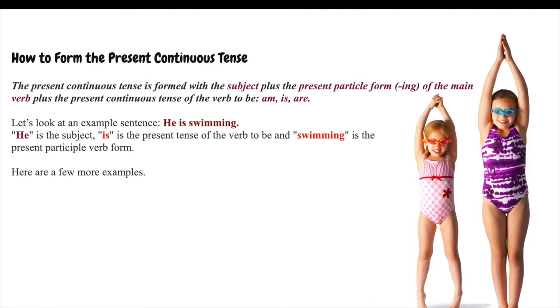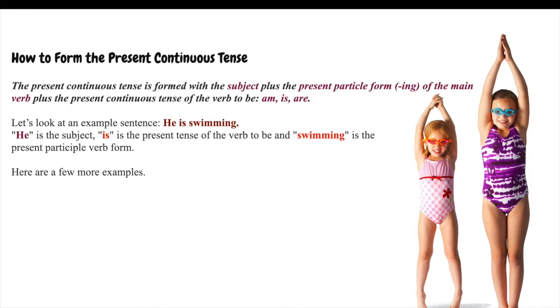The present continuous tense is formed with the subject plus the present participle form, or the ing form, of the main verb, plus the present tense of the verb to be. So in other words, am, is, or are. So let's take a look at an example sentence.